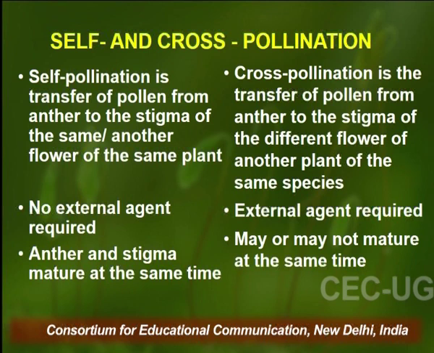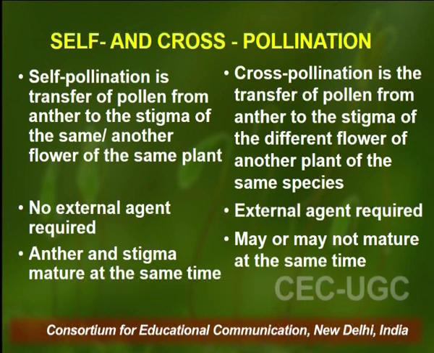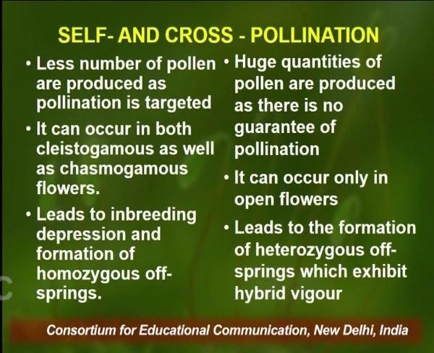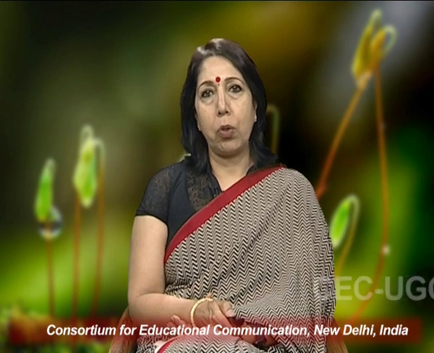In self pollination, anther and stigma mature at the same time. In cross pollination, it is not necessary for the anther and the stigma to mature at the same time. In self pollination, a very small number of pollen grains are produced, as the pollination is targeted. Targeted means it is happening within the same flower. Whereas in cross pollination, because it is not decided how much distance the pollen has to travel to reach the right type of stigma, the flower invests in producing huge quantities of pollen, because there is no guarantee of pollination.